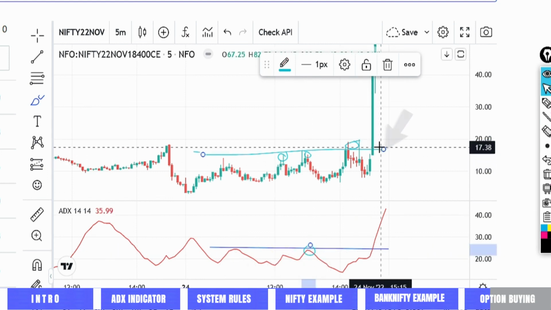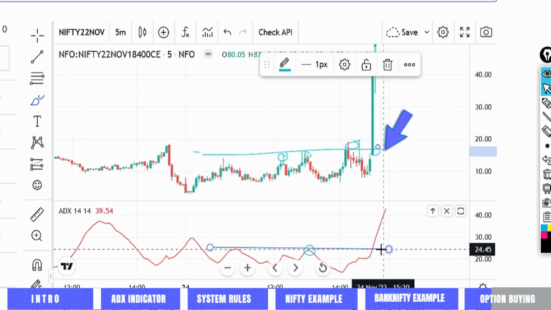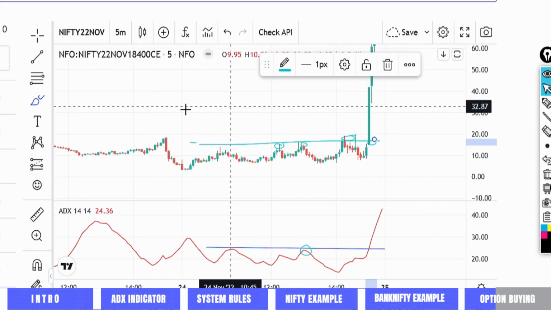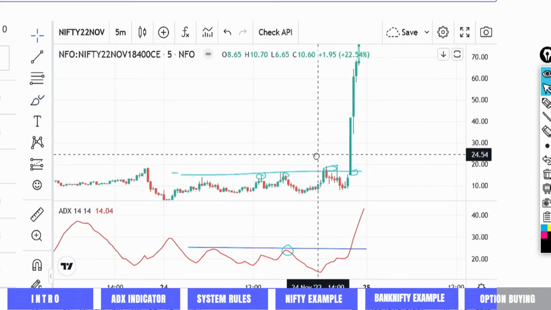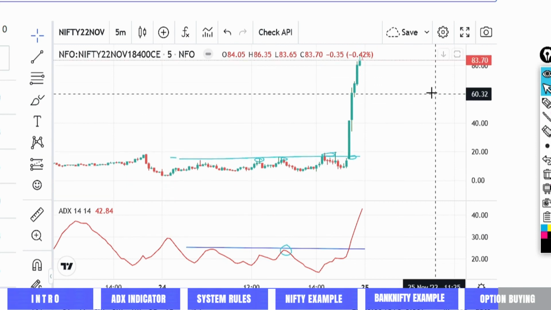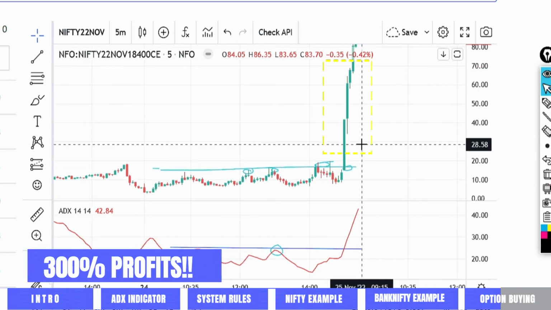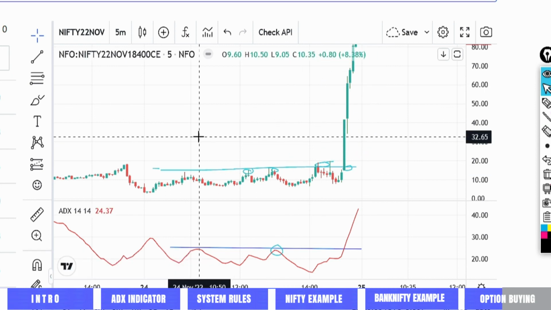But the last time when it came, ADX was actually above 25. So we could have taken an entry around 20 levels, and it went from 20 all the way till 83. So that is 400%. The price went from 20 to 80. So we could have made a 60 rupees profit on an investment of 20 rupees. That's a great return, and especially these are the kind of returns that we want with option buying.